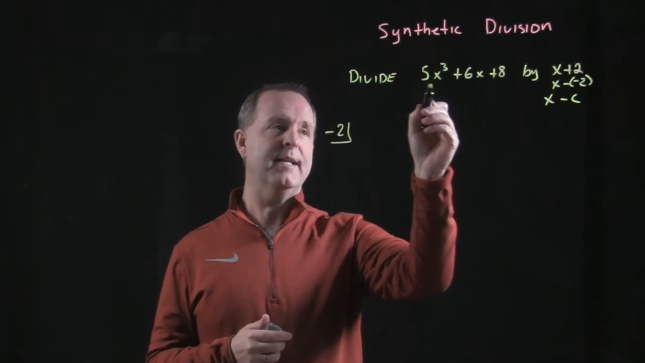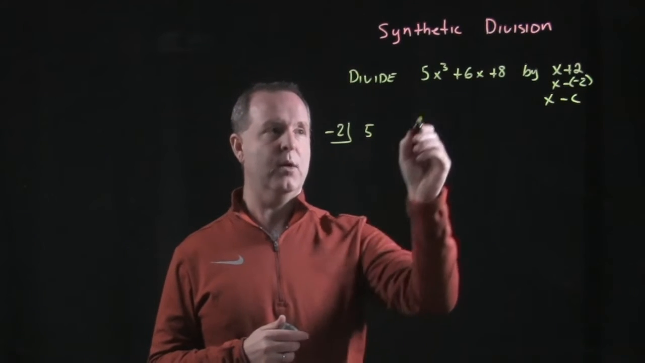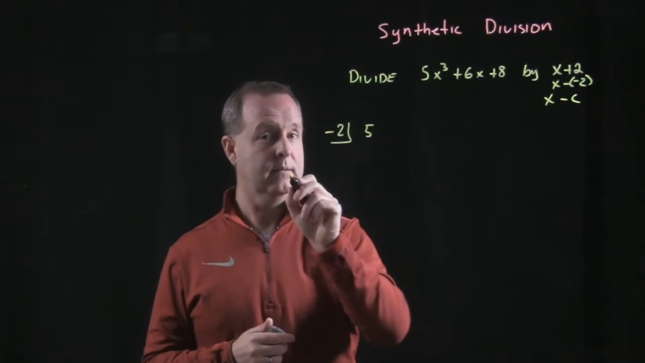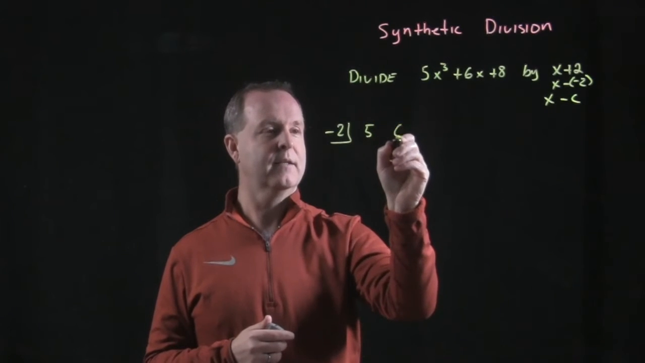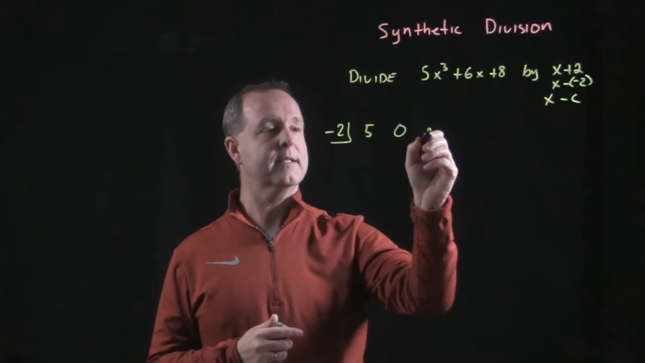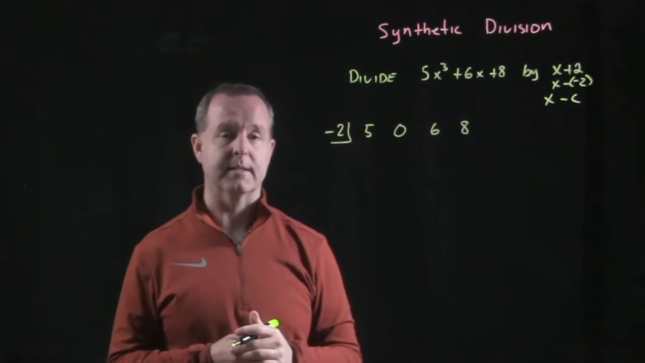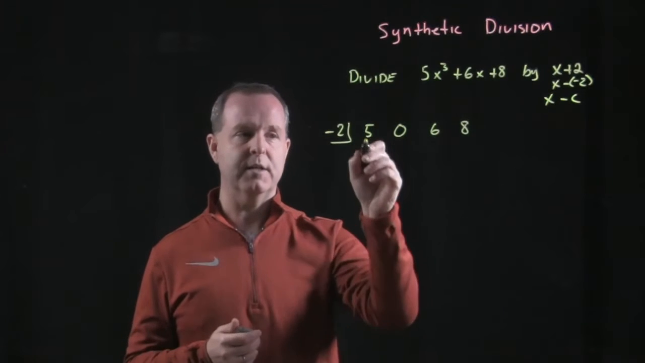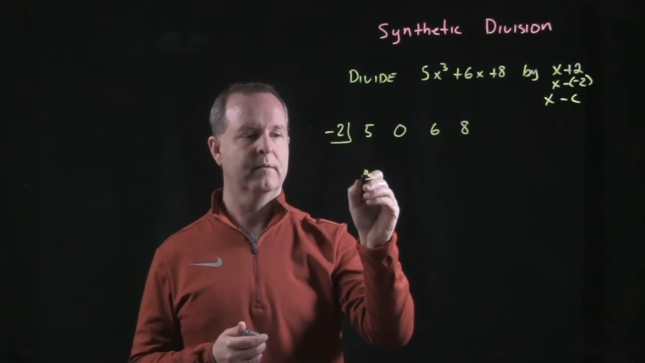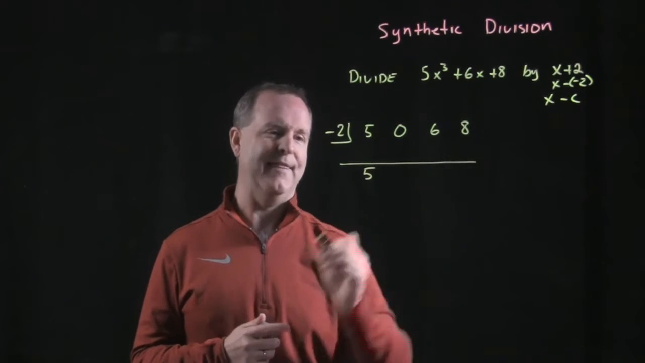Then I write in descending order all the coefficients. First one's a 5. The second one is a 0, isn't it? There is no x squared term, so I need a placeholder. Then a 6, and then an 8. All right, we're off to the races. Step number 1 in synthetic division is just drop that first term down, which is a 5. And I'm going to draw a line because I'm going to add things here.